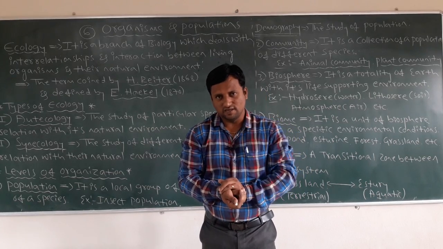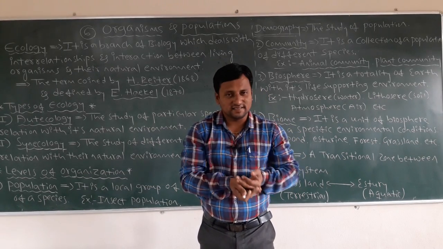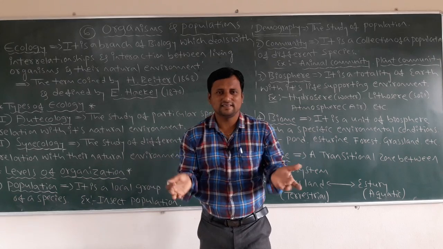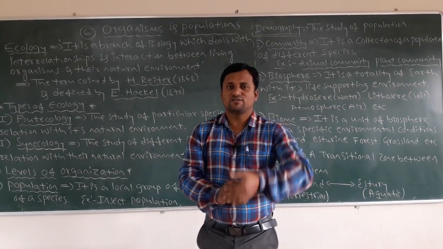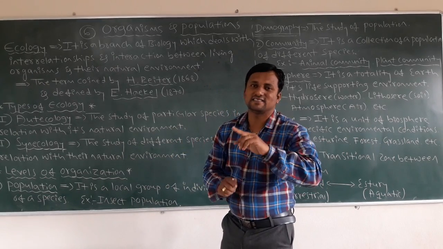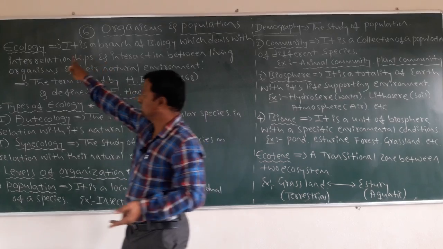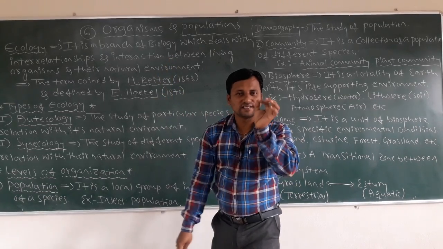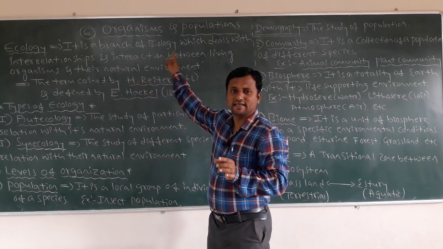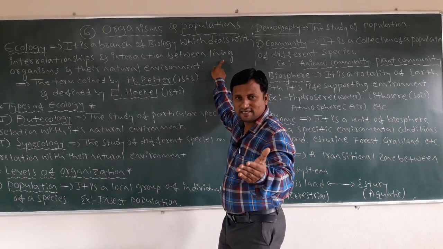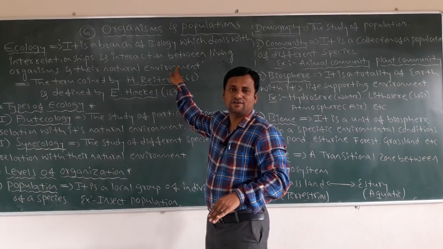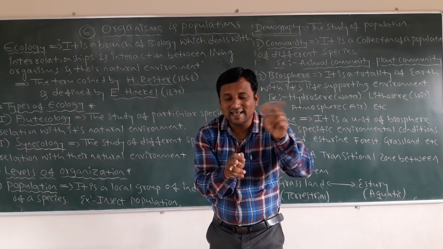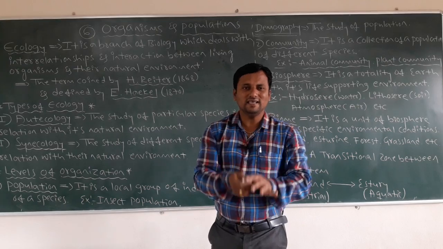The natural environment includes the presence of air, water, and some other abiotic factors like temperature, light, everything. We must depend on that. That dependency we call interrelationship. That complete concept is called ecology. See once again, what is this? It's a branch of biology which deals with the study of interrelationship and interaction between the living organism and its natural environment. In whichever type of natural environment it depends, that type of interaction or interrelationship is called ecology.